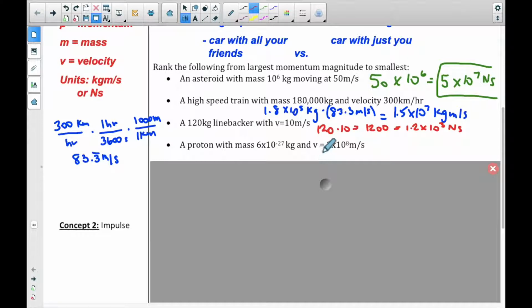Okay, so we take 120 times 10. I'm going to leave that in scientific notation just because everything else is in scientific notation. And then lastly, a proton with this mass and this velocity.